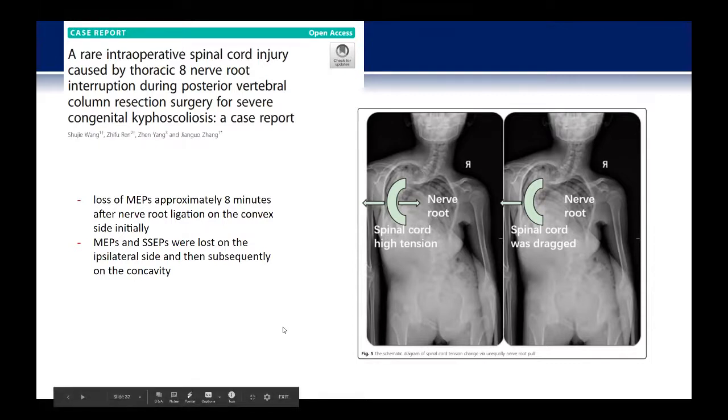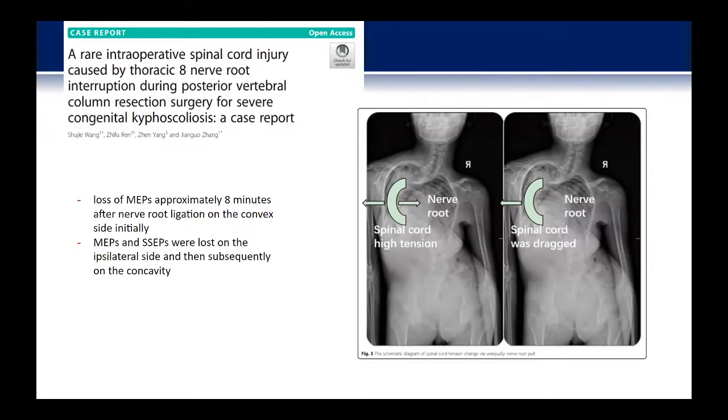Thanks, Rob. That's awesome. Great review. Just real quick, a comment: if you clamp a nerve root and the signals go out, what type of injury do you expect to the spinal cord? If they go out right away, like you're saying? Yeah, exactly. Let's say you cut it, and then you lose signals. What kind of spinal cord injury would you anticipate?